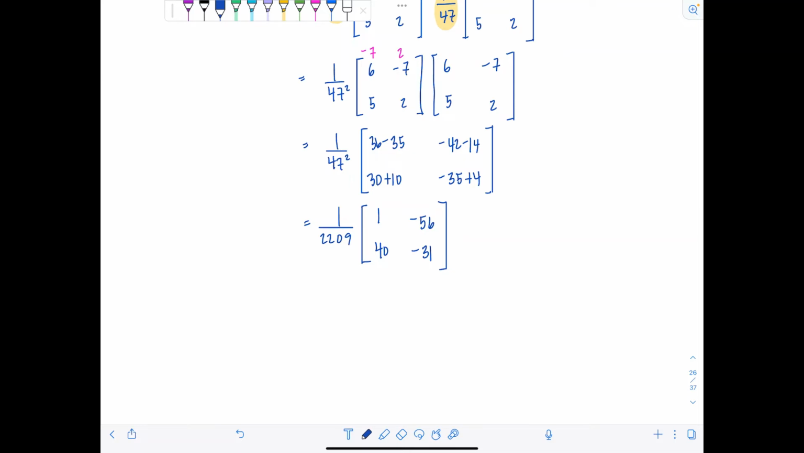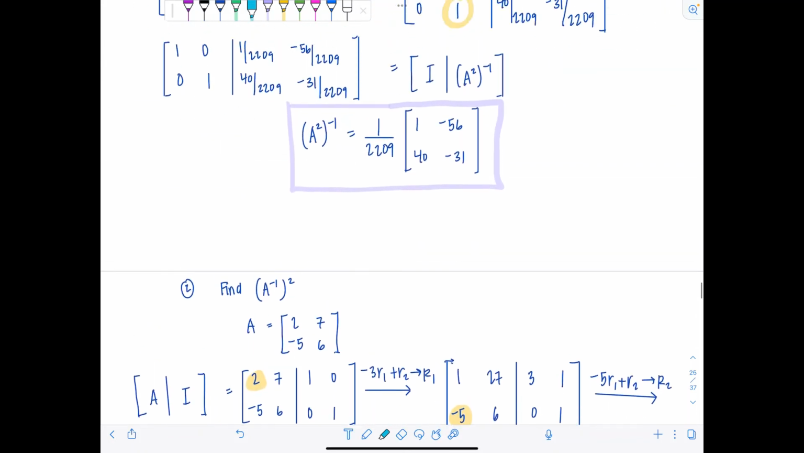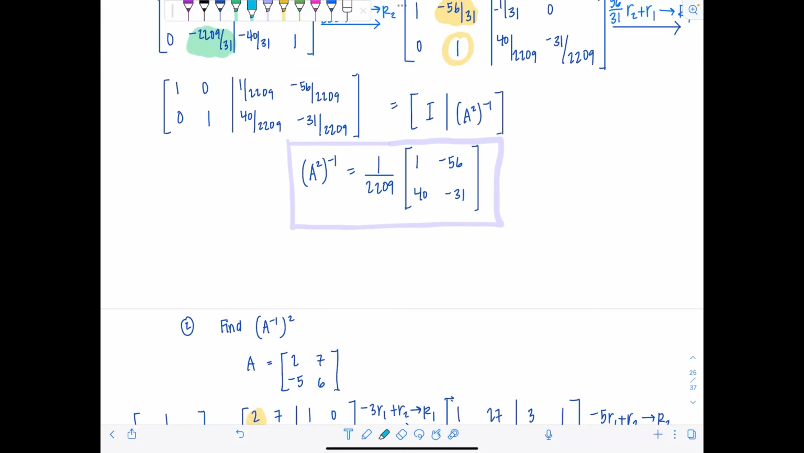Had you forgotten what we got earlier? I know. It feels like eons ago. Let me scroll up so you believe me. Perhaps you wrote it down though. Okay. I was concentrating, so sorry I wasn't cracking jokes like I normally do. 1, negative 56, 40, negative 31. Yep, that's what we got.